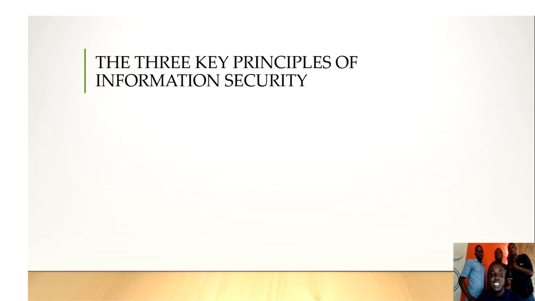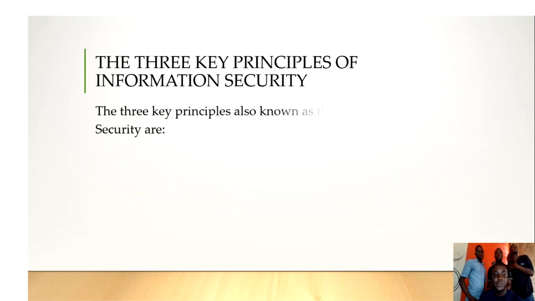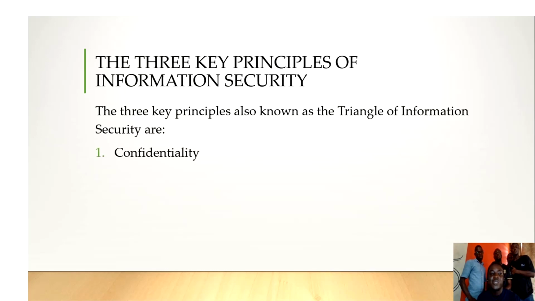The 3 key principles of information security. The 3 key principles, also known as the triangle of information security, are 1. Confidentiality, 2. Integrity, and then 3. Availability.